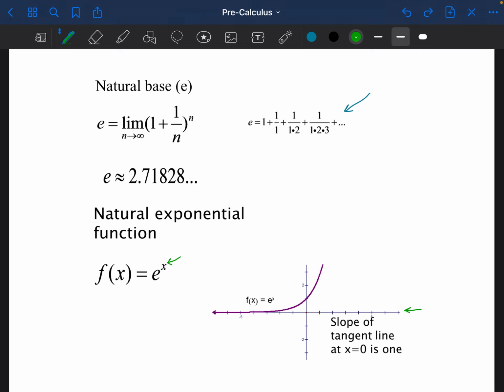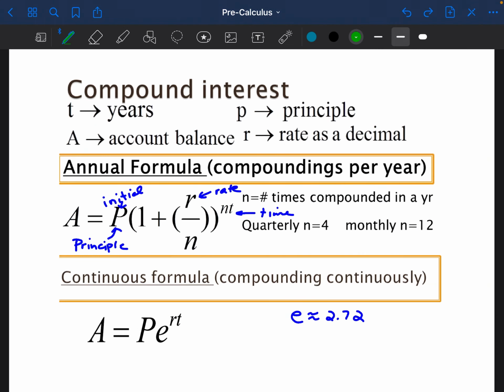Okay, now to the important thing, compounding interest. So with compounding interest, we have two different formulas. We've got an annual formula, which means how many times it compounds per year, and then the continuous formula, A equals P times e to the rt. I call it PERT. And that's when it's compounding continuously. So you can see what all these different variables mean. I'll run through the formulas, but first let's talk about what compounding actually is.